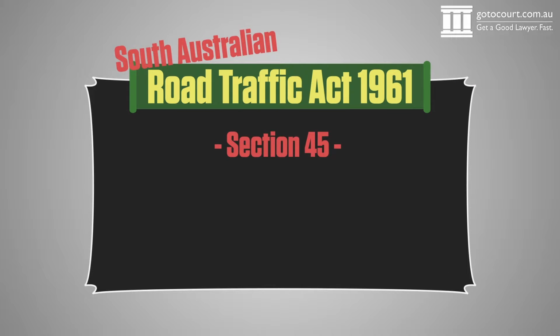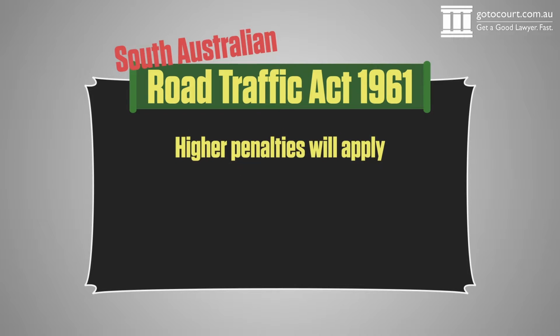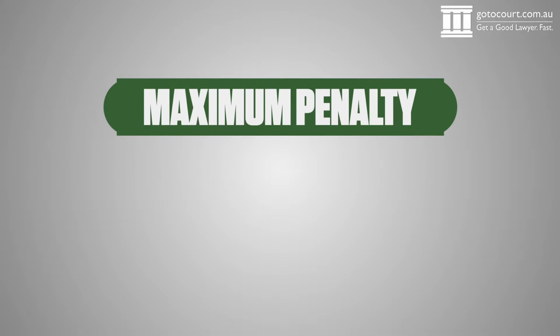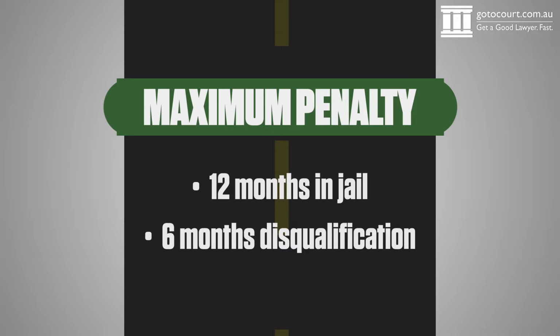Section 45 of the South Australian Road Traffic Act states that a motorist may be charged after an accident if they were driving their vehicle without due care or attention. Higher penalties will apply where the motorist caused injury or death as a result of their careless driving, or where they were trying to evade police, were driving under the influence, or were speeding excessively. The maximum penalty for this offence is 12 months in jail, disqualification from driving for at least 6 months, or both.